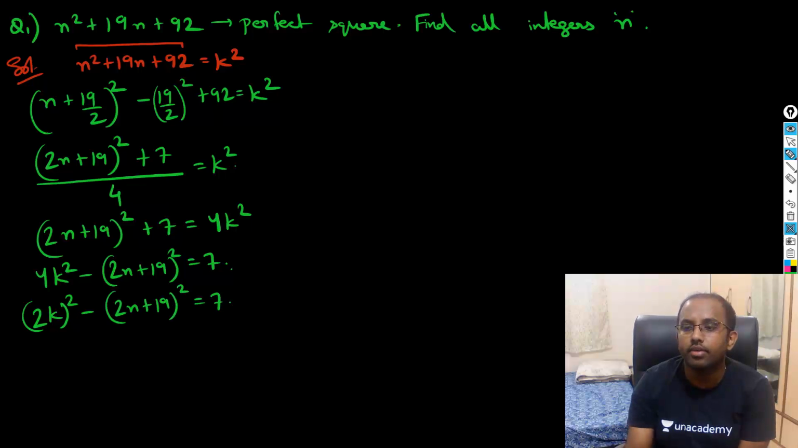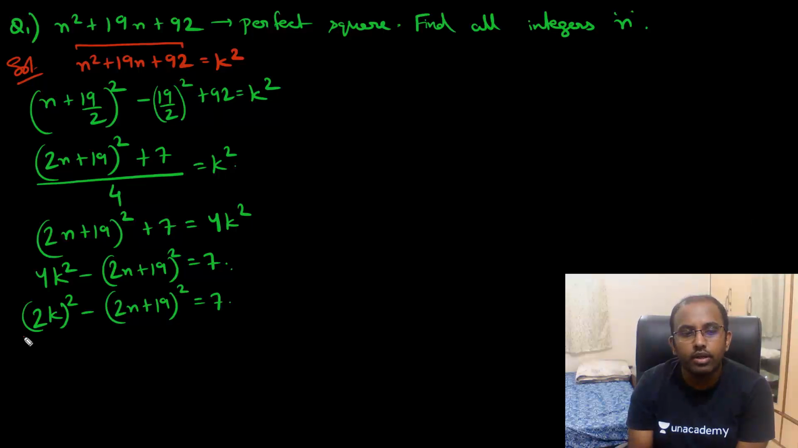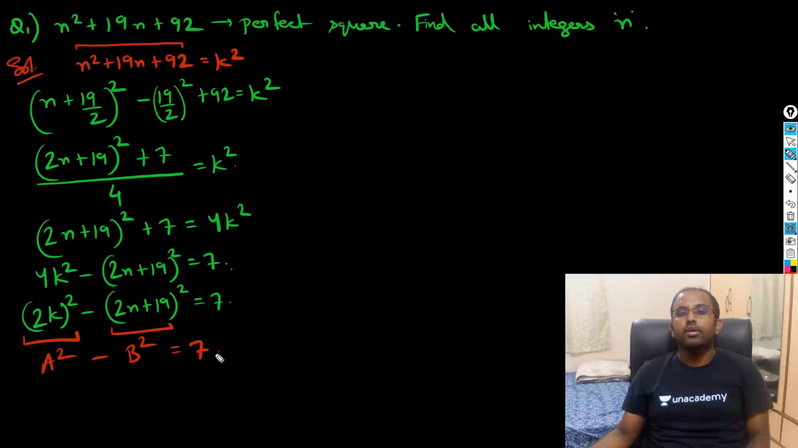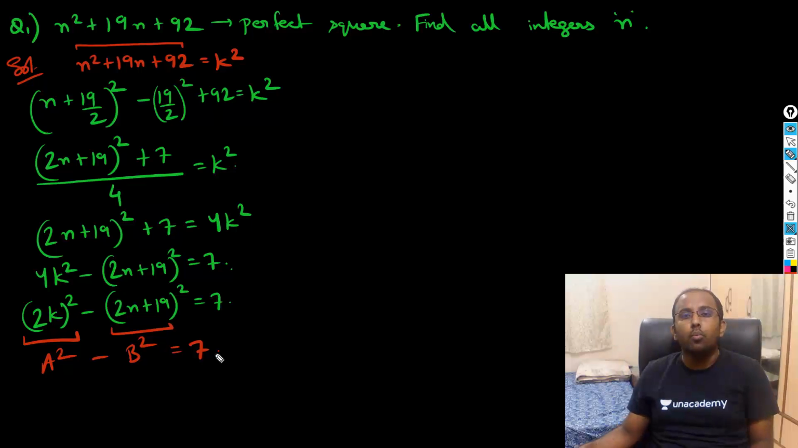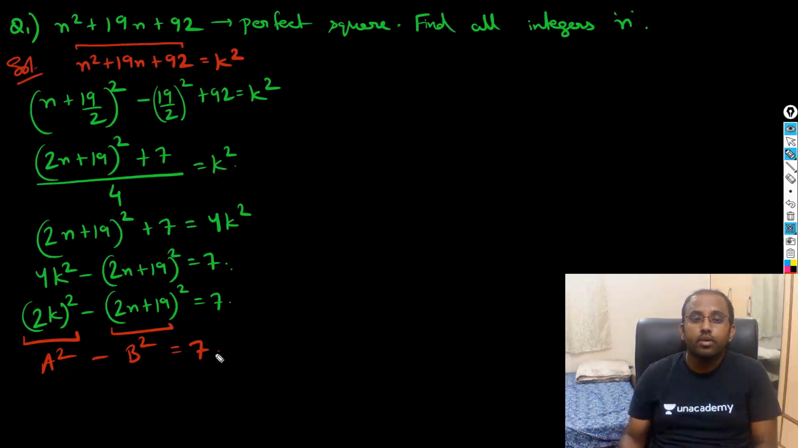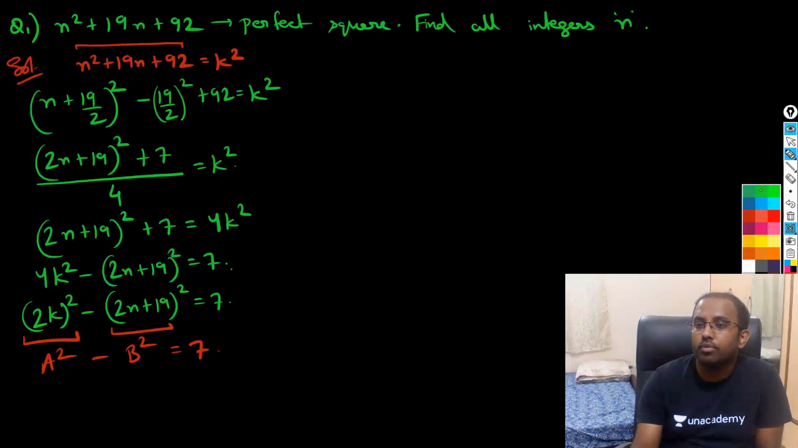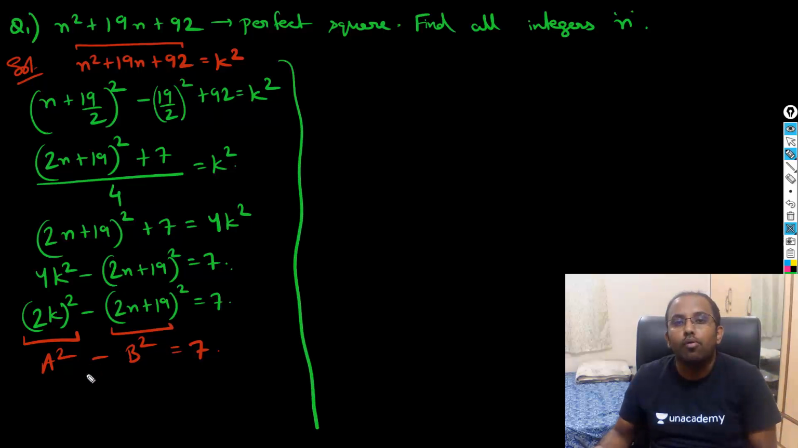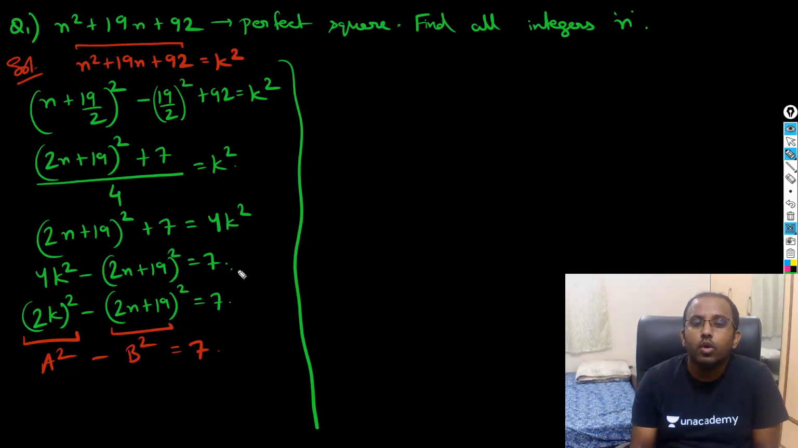Now understand this, guys: this equation is as good as writing a square minus b square is equal to 7. Because what I want now is the difference of two perfect squares to be 7. So if the difference of two perfect squares is 7, think over which values will satisfy.